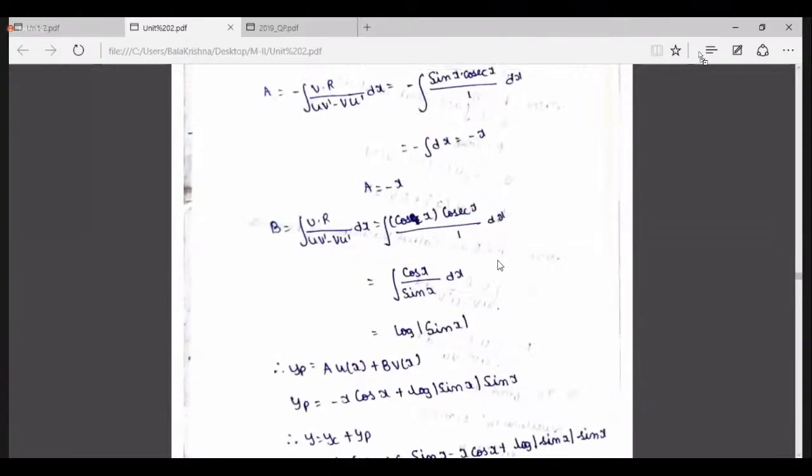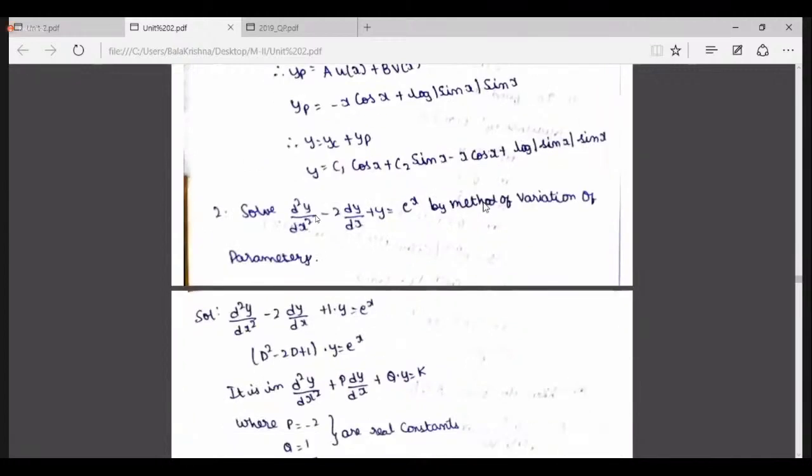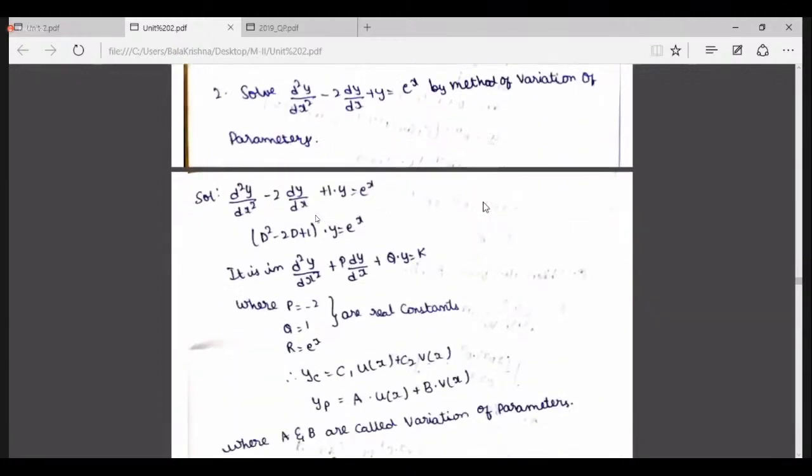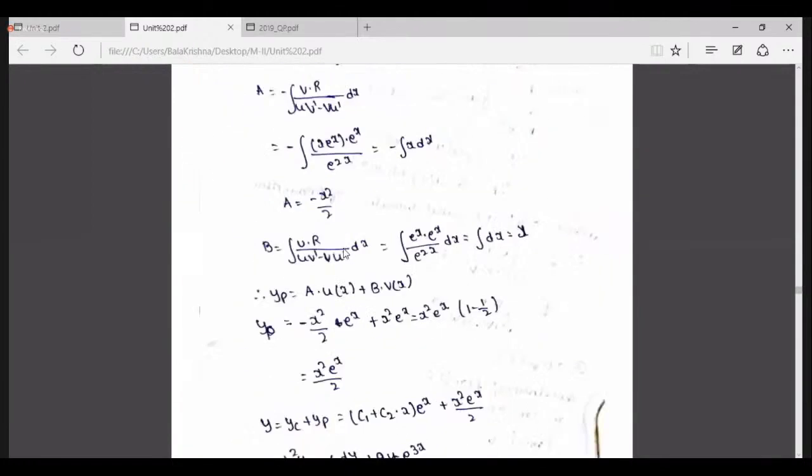So please, I'm requesting, in this unit you should concentrate more on this method of variation of parameters. Compulsorily you will have one problem based on this method. Never neglect these problems. Directly you will be given to solve by the method of variation of parameters. Then only you should follow this procedure. Otherwise you should follow the previous procedures, like if it is in the form of e power mx, the type 1 procedure you should apply. Otherwise you should solve like this, by the method of variation of parameters.